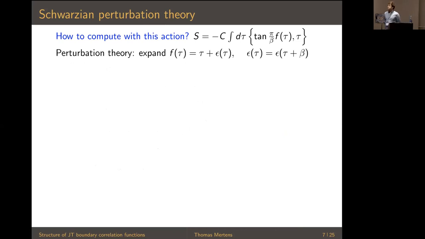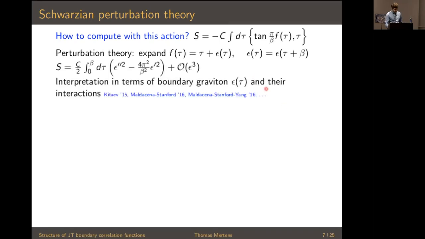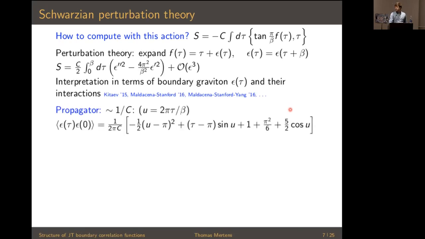So you write f of tau equals tau plus epsilon of tau, where epsilon is, of course, a fluctuation. This fluctuation needs to be periodic then. You plug it back in the action, as I've done here, and then you find, of course, the quadratic term, and then a whole array of higher order terms in this epsilon expansion that would describe the vertices. So this is an interpretation in terms of the boundary graviton degree of freedom epsilon of tau and their interactions.